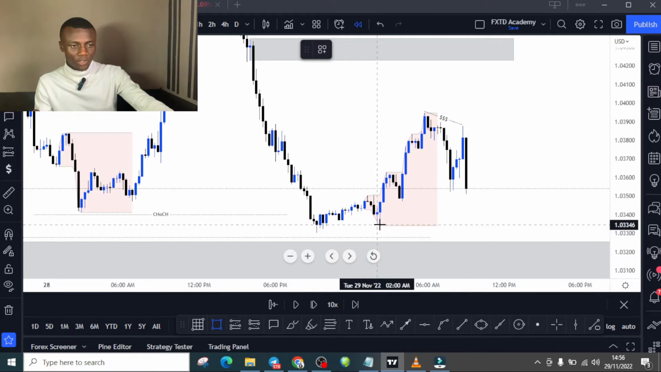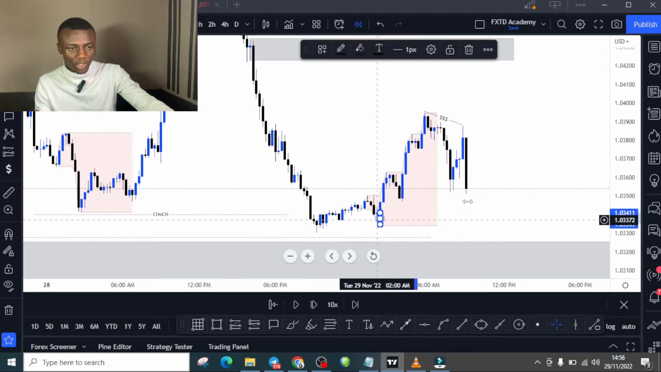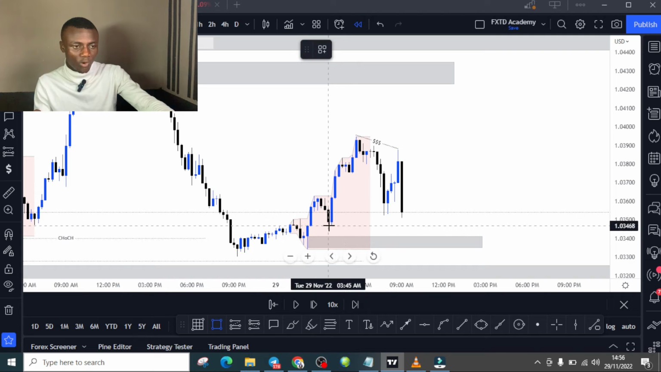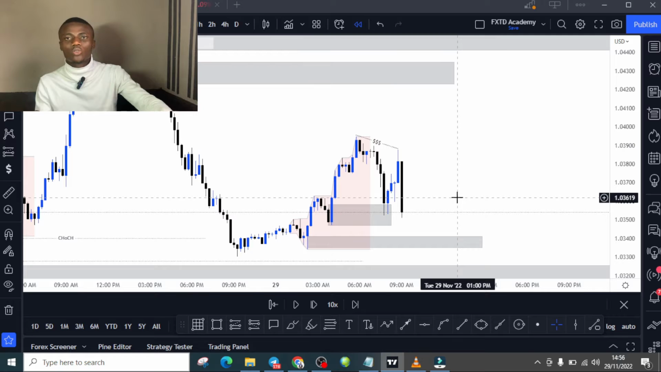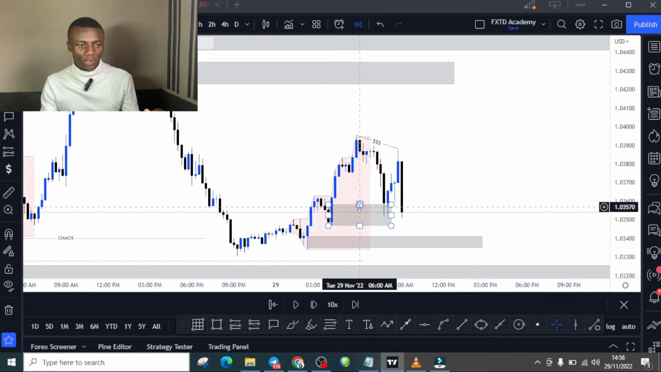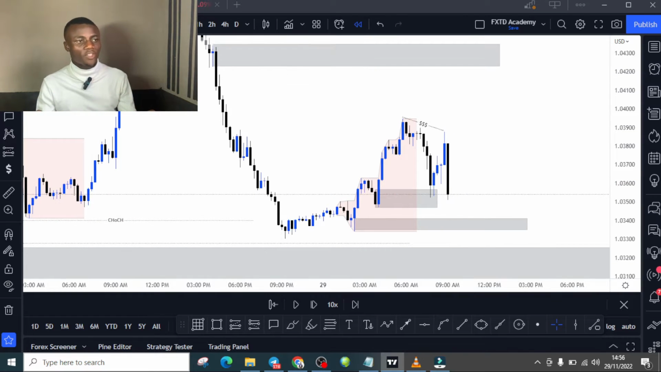So we also have this area as our demand zone. We have this area as our demand zone, and what do we do? We mark it out and project it to the future. All right, so we also have this area, but this one had been mitigated once, so we try as much as you can not to trade the ones which have been mitigated once, right? And all right, so this is what we have on the 15 minutes.